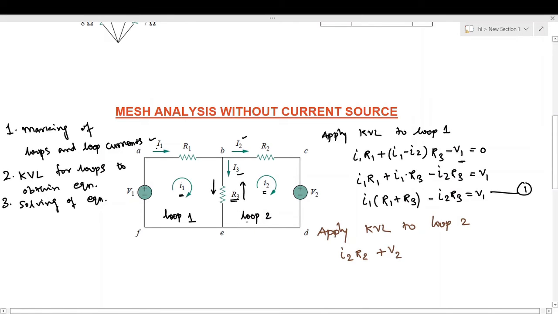Next, the current flowing through R3: both currents are flowing, that is i1 and i2. Now we are going in the direction of i2, so we will take i2 minus i1. So the current flowing through R3 will be i2 minus i1, and we can write i2 minus i1 into R3, which is equal to 0.